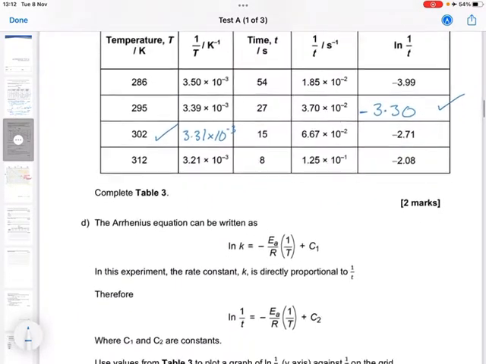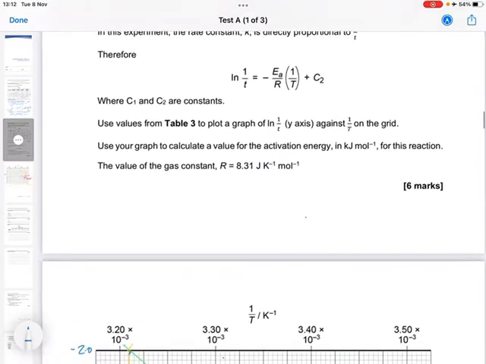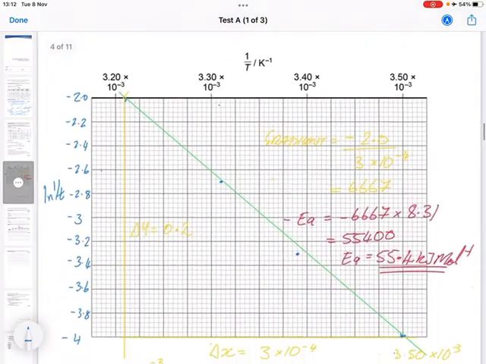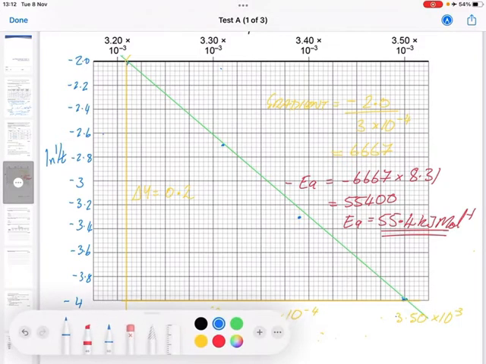We're given the Arrhenius equation and we're given R. We need to plot a graph, and we need to use the graph and the gradient and R in order to calculate the activation energy. Now I've pre-done all of this. So the key thing here is where the marks are. Let me change coloured pen here.